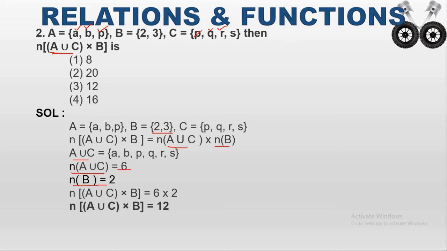So now you can find the answer for n of A union C cross B. That is 6 into 2, which is 12. So where is 12 presented? It is presented in option 3. So the answer is option 3, 12.